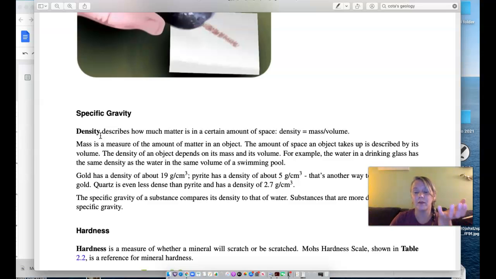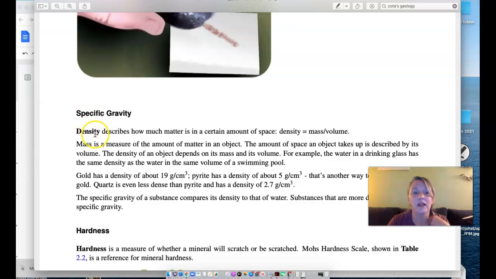Imagine holding a handful of lead in one hand and a piece of pumice, a volcanic rock that has a lot of air bubbles in it, in the other. It's really, really light, so light actually that it floats in water. Those two have very different densities. Even though they might be the same size sample, one is a lot heavier, okay?